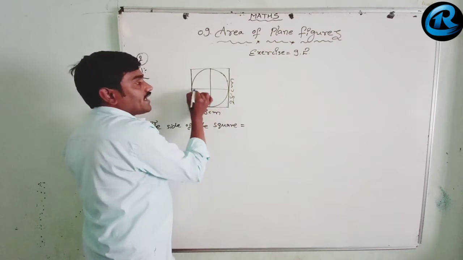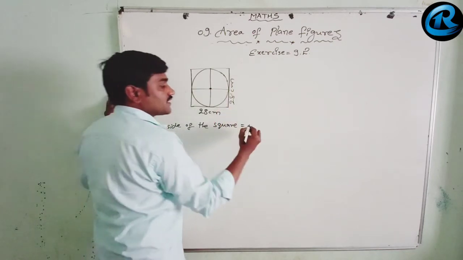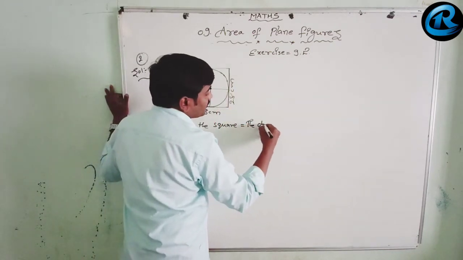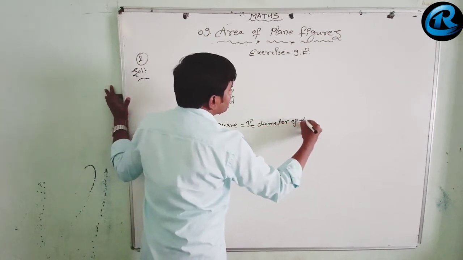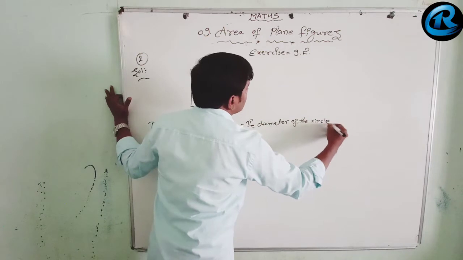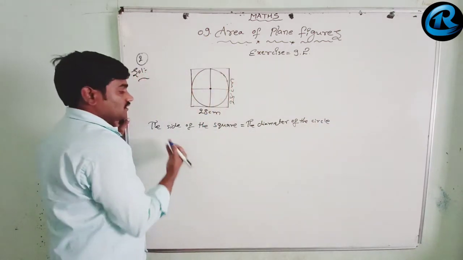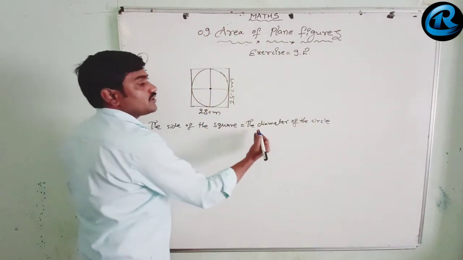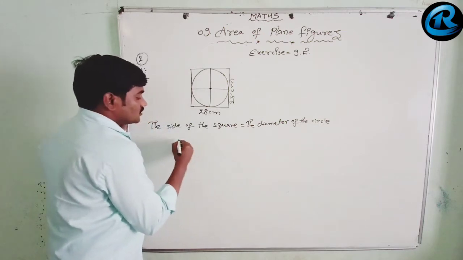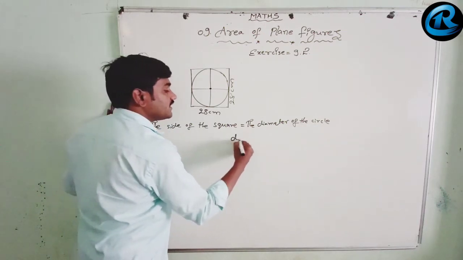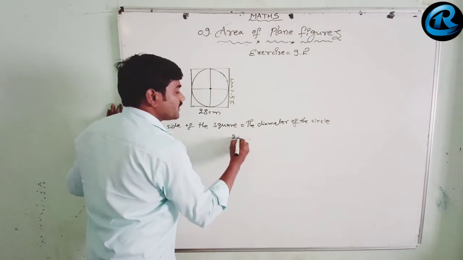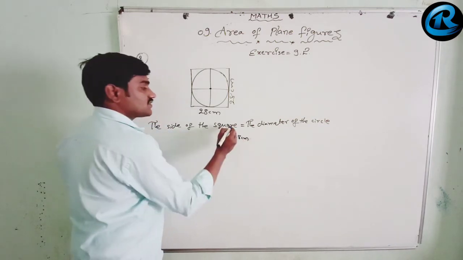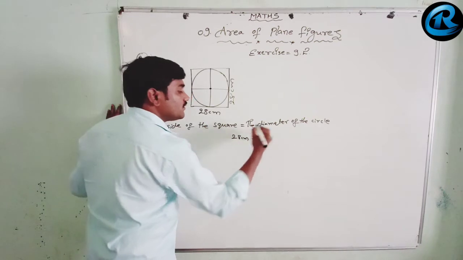Whatever the side is here, the diameter is also the same. Diameter of the circle, the side of the square is equal to the diameter of the circle. So the diameter of the circle d equals 28 centimeters. Side of the square equals 28 centimeters, that equals d.